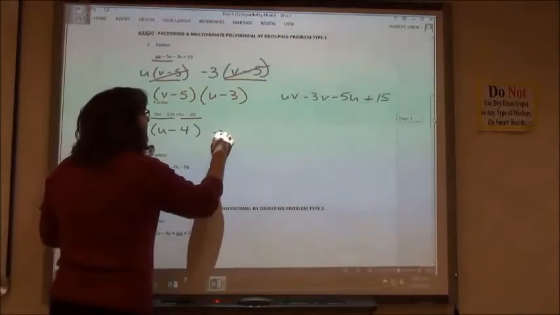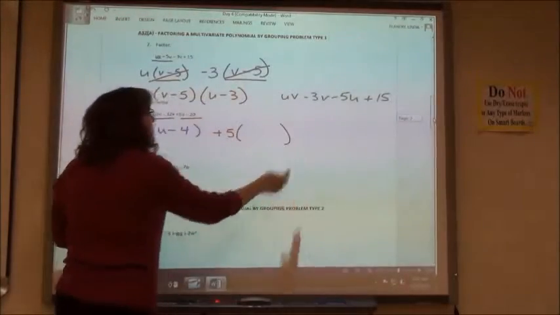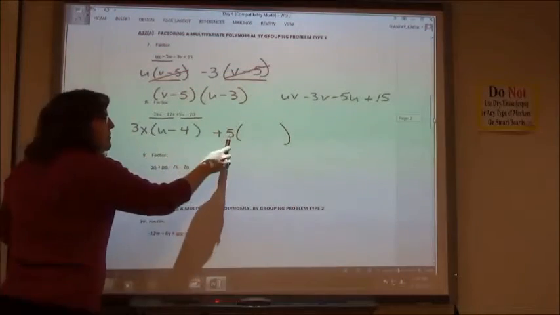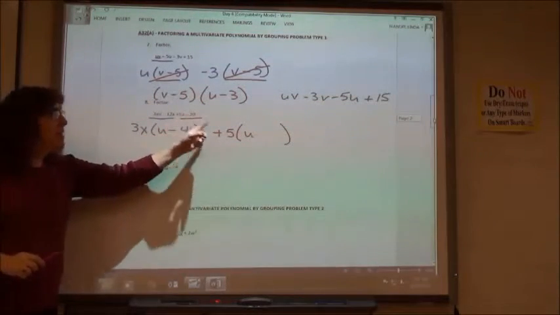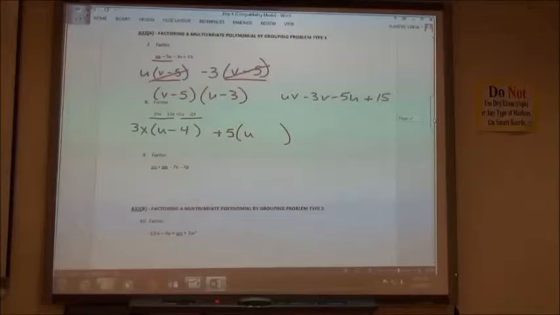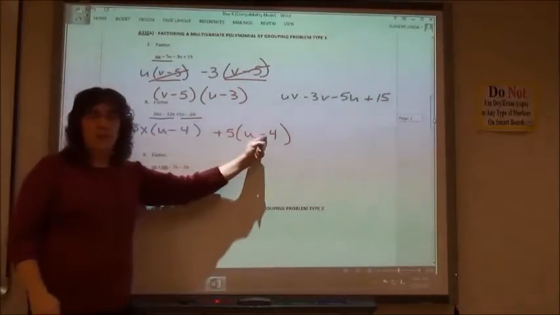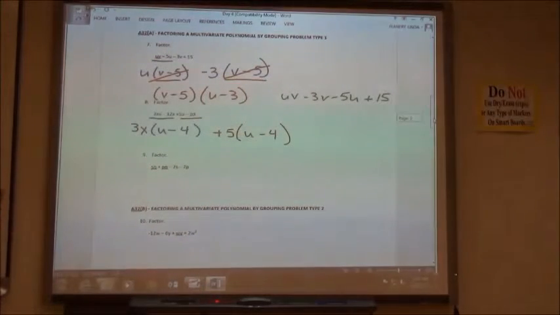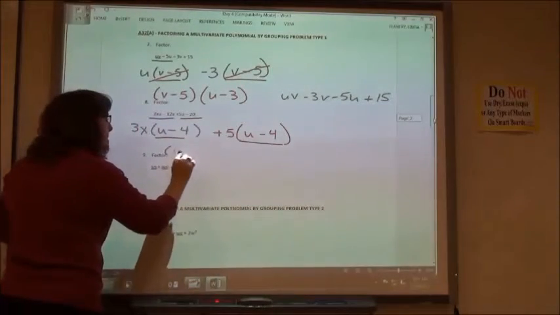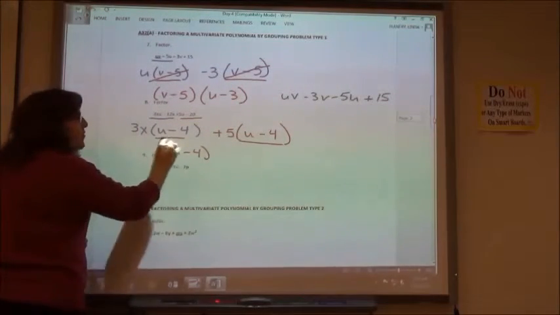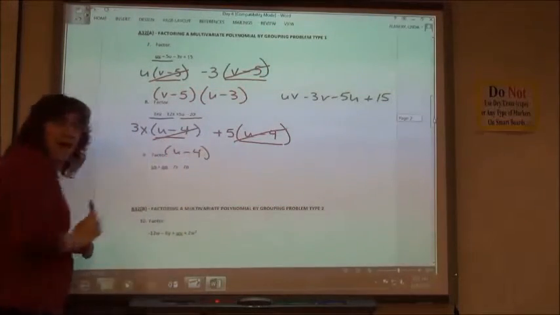And it's going to be a plus 5 on this one, right? That's a plus 5 in front of my u. So if I divide out that plus 5, 5u divided by 5 leaves me just a u. Negative 20 divided by 5 is negative 4, right? Notice what happens. In my parentheses should be the exact same thing. It is. So my common factor is going to be that u minus 4. And when I divide those out, what I'm left with is the 3x plus the 5 that's in front.